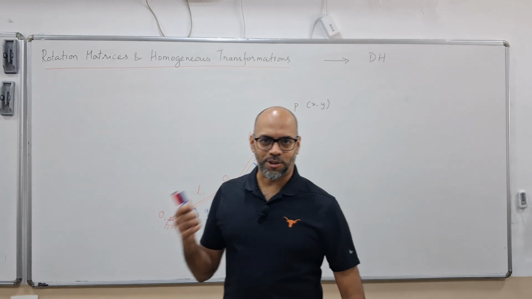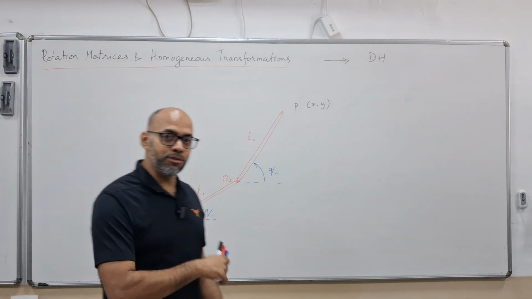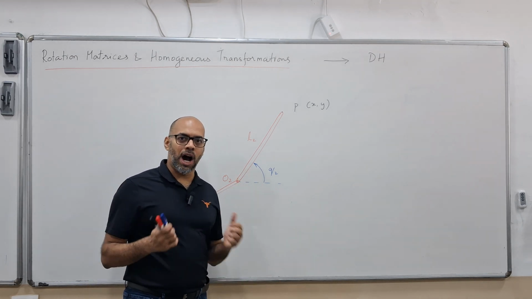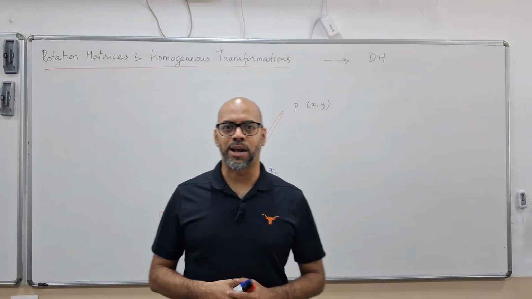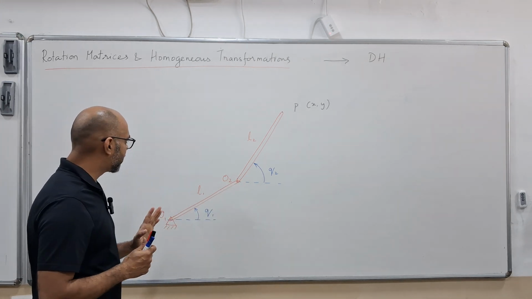We already talked about rotation matrices and homogeneous transformations. Now let's see how to use them. Let's go back to a familiar example, our 2R manipulator or planar elbow manipulator, and see how we will use the ideas we have just discussed.